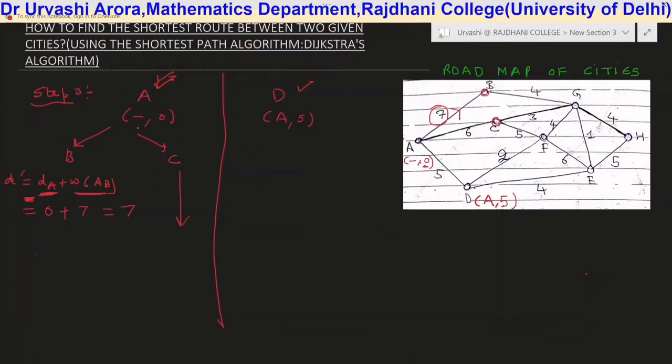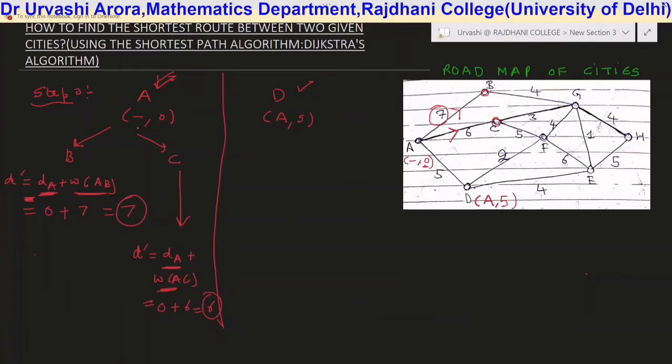And then again we will calculate D dash for C. When you are calculating D dash for C, again you have to imagine as if from the vertex A you are moving to the vertex C. So D dash for C is going to be DA plus the weight of the edge AC, which means the distance traveled in moving till A, plus the distance traveled in moving from A to C. So this is going to be 0 plus 6, which is 6. So D dash for B is 7 and D dash for C is 6.